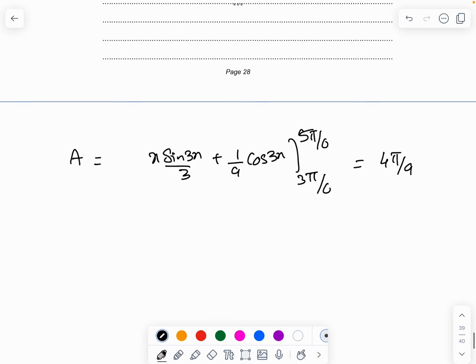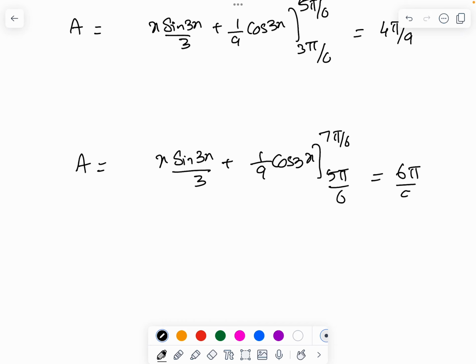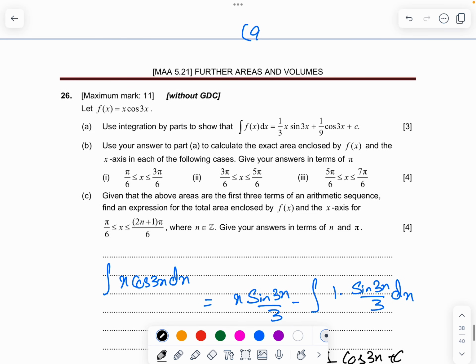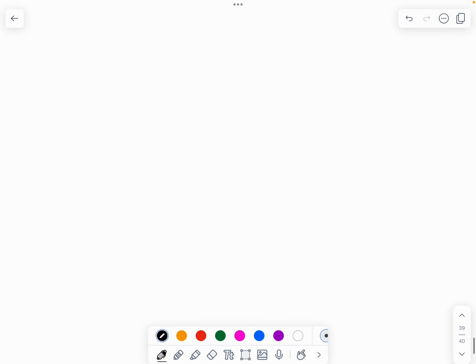And for part 3, x sine 3x upon 3 plus 1 upon 9 cos 3x from 5 pi by 6 to 7 pi by 6. See that it should be 6 pi by 9. Now for part C, he says that these are all in an arithmetic sequence and asks to find the sum to n terms. So the first term is 2 pi by 9, the second term is 4 pi by 9 and the third term is 6 pi by 9.